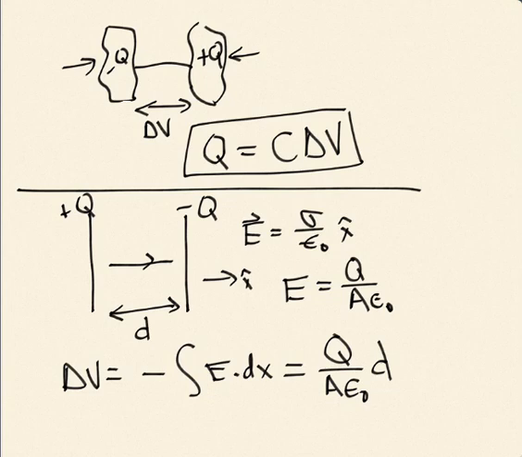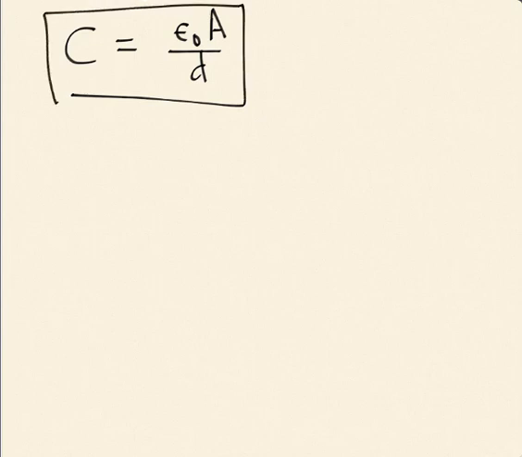So I can rewrite this as Q equals epsilon naught A over D times delta V, and I've identified the capacitance of this arrangement. The capacitance for a parallel plate capacitor, as we call it, is epsilon naught A over D. This is the coefficient of proportionality between the potential difference between the two plates and the amount of charge that I put on the two plates, with the idea that I put plus Q on one, minus Q on the other. So that's the capacitance for parallel plates. In class, I'll go over some other examples for capacitors, but let me stop here with this video.